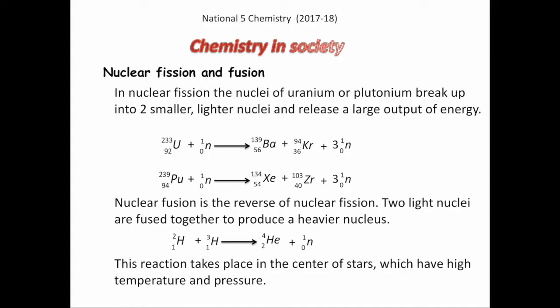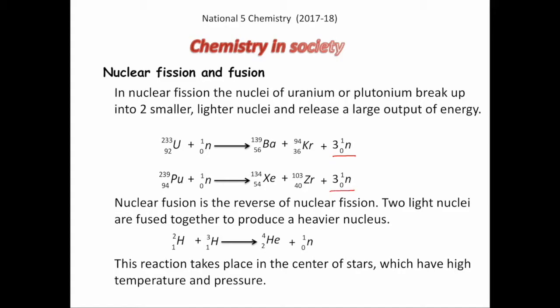So for the nuclear fission to start, a neutron should hit the nucleus, which may be of uranium or plutonium. They form an intermediate nucleus which is very unstable, and then that breaks up. In case of uranium, it breaks into barium and krypton, releasing three neutrons. In case of plutonium, it forms xenon and zirconium, releasing again three neutrons.